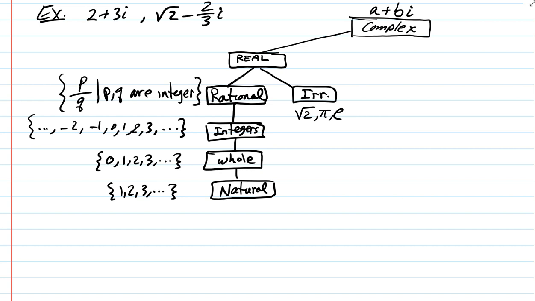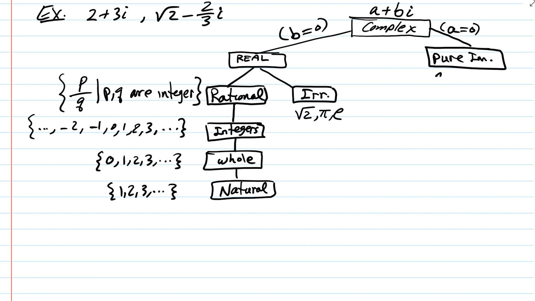Now, if b is 0, then the complex number reduces to a real number. In other words, there's nothing imaginary about it, it's very real. On the other hand, if a is 0, there's nothing real about this number, so the number is labeled as pure imaginary.